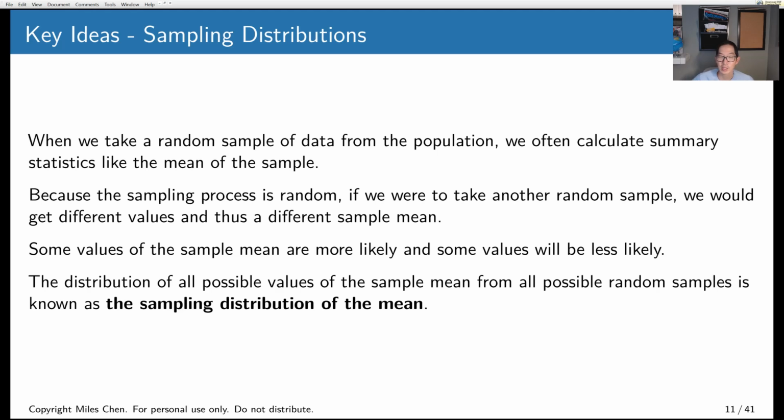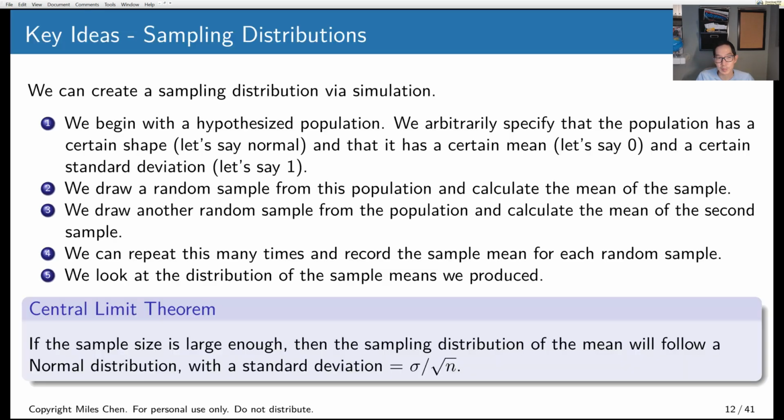How do we show that? That's going to be the sampling distribution. The distribution of all the possible values of the sample mean from all the possible random samples out there, at least of a given size, is known as the sampling distribution. If we're talking about the sample mean, it's the sampling distribution of the mean.